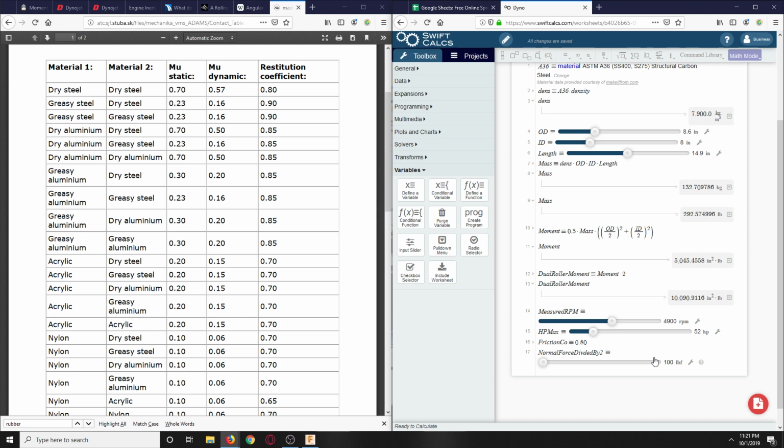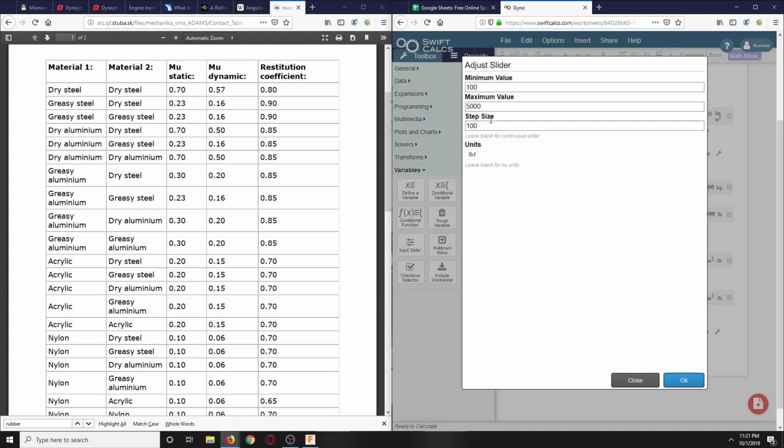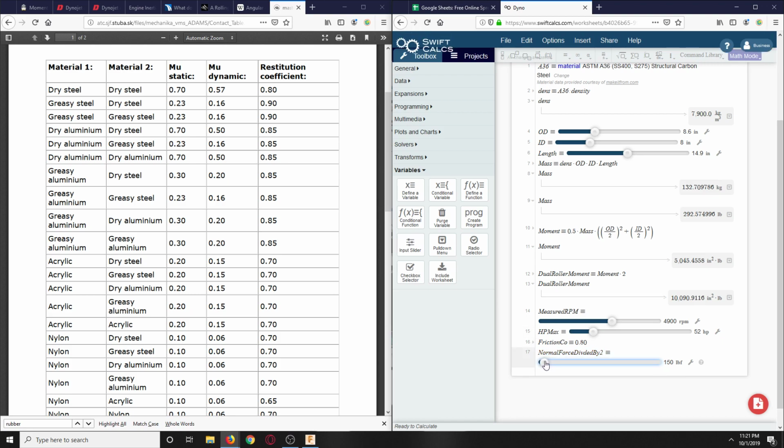So 1,800 pounds plus myself, that's 2,000 pounds. 2,000 pounds divided by 4 is 500 pounds. And then 250 pounds per roller. So this is 250 pounds. Right, so let's just say 200 pounds. Let's do 50 pounds here. So let's just say 250 pounds. And again, we have to do this moment, not the moment dual roller, but the regular moment, if that was the case. Okay, so that's normal force.